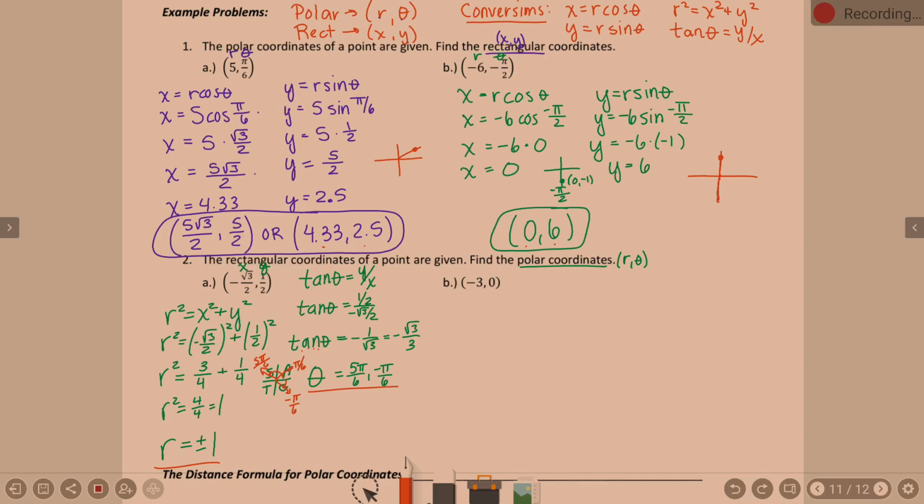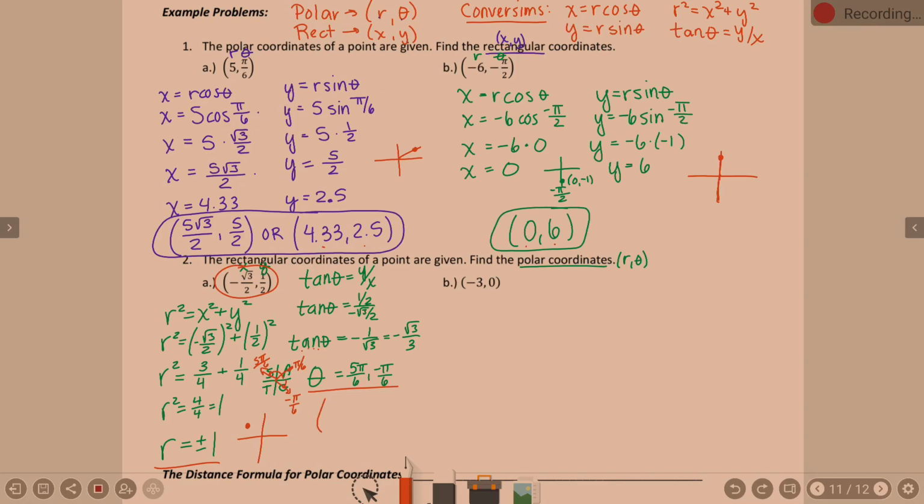Realize we came up with 2 r's and 2 thetas, yes? Okay. This point, where is negative square root of 3 over 2 comma 1/2? That's a traditional xy point. Negative takes me left. Positive 1/2 takes me up. I need to create points that are in quadrant 2. Which of these 2 angles was in quadrant 2? 5 pi over 6, yes?